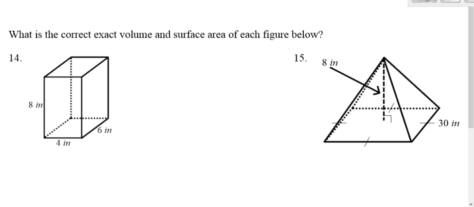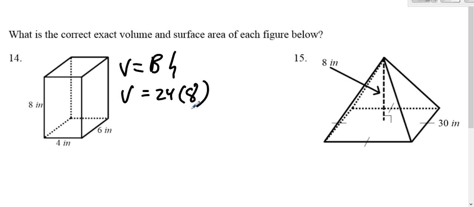So find the volume and surface area. So let's do volume first. Since this is a prism, we need the area of the base times the height. So the area of the base is 4 times 6, that's 24. Times the height is 8. 192 inches cubed. That's the volume.